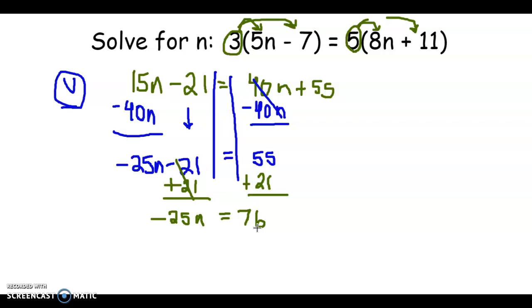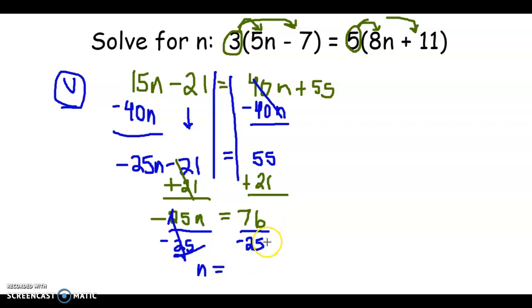Now I'm going to look at the coefficient that's in front of the n, which is a negative 25, and they're attached by multiplication, so I'm going to undo that multiplication with division in order to get n by itself. Remember to include the negative sign when you're dividing, because you want to divide a negative by a negative to get a positive n as your answer over here. Anything you do to one side, you're doing to the other. Negative 25 divided by negative 25 is a fancy form of 1, which is exactly what you want, 1n.